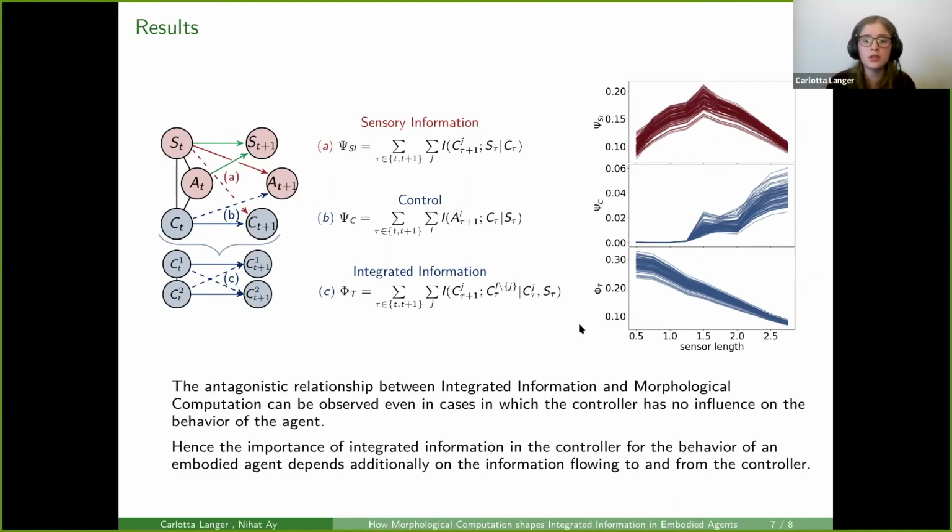So therefore, the antagonistic relationship between integrated information and morphological computation can also be observed even in cases in which the controller has no influence on the behavior of the agent. And therefore, the importance of integrated information in the controller for the behavior of an embodied agent depends additionally on the information flowing to and from the controller here. So these are only a few of our results. We've evaluated more of these measures, so for the remaining connections here, and also we've done further experiments that substantiate these results. But still, these experiments are very simplified.